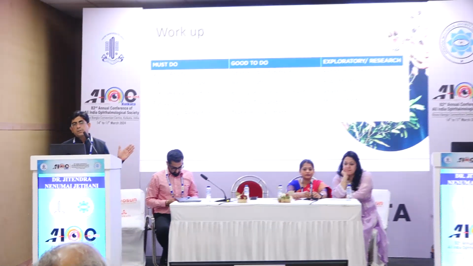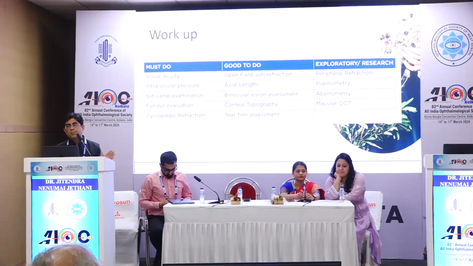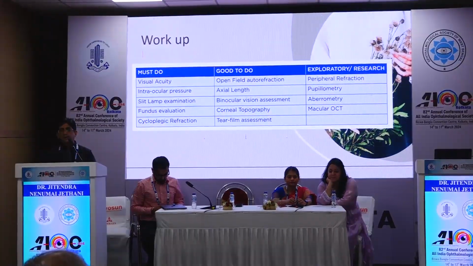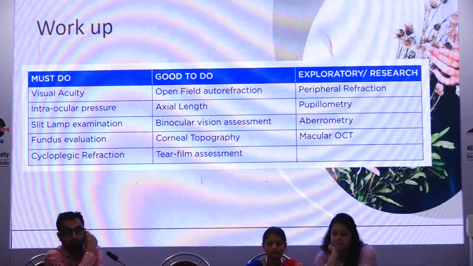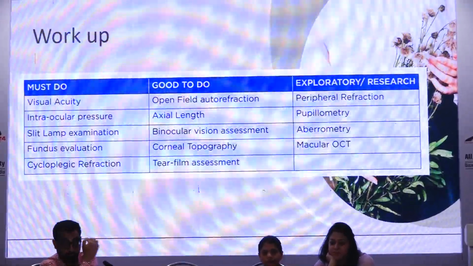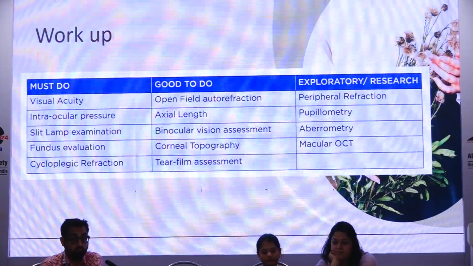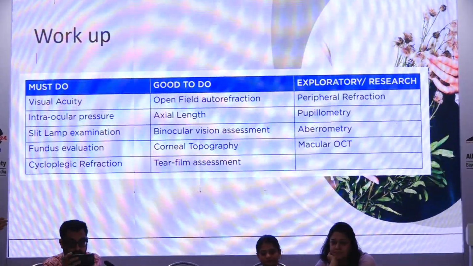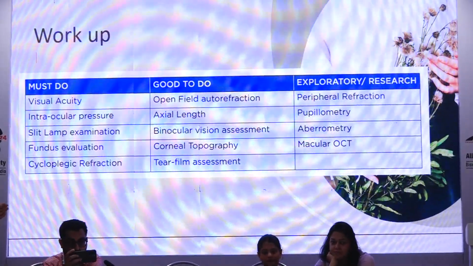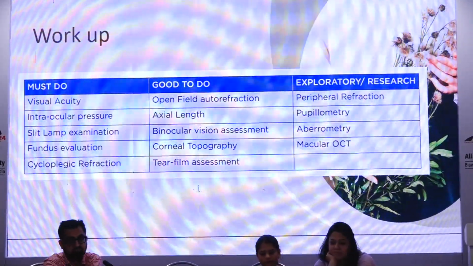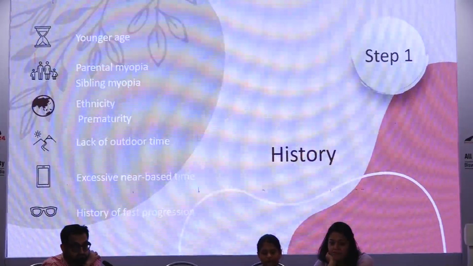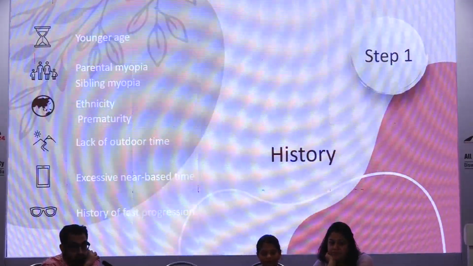And this is the workup which is taken from the AIOS guideline for myopia progression control management. We came up with this, I think it has been now 3-4 years. So these are some of the investigations which are in the must do, good to do. And I think that most of the investigations which are in good to do have been shifted into must do now. So I would be showing that also. So this is the first step. I was just talking about the similar things.